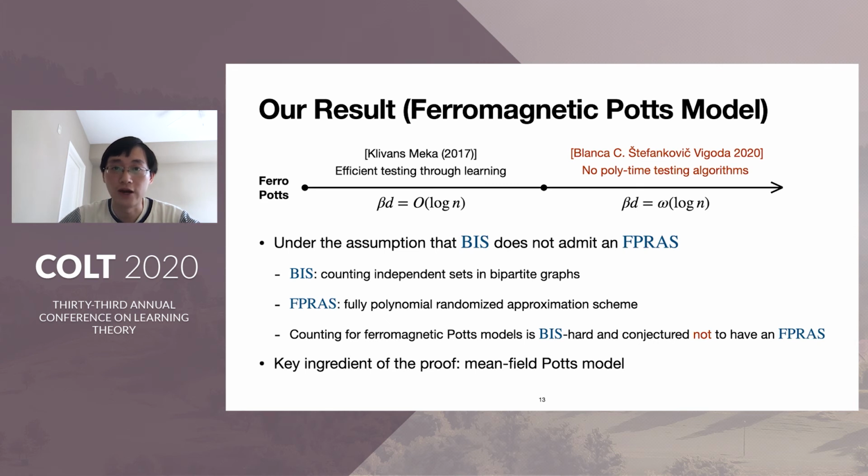And for the ferromagnetic Potts model, we show similar behavior just like the mixed RBN. So when beta D is on the order of log n, you have efficient testing algorithms through learning algorithms. But as soon as beta D is little omega of log n, you actually don't have polynomial time testing. And we do this by reduction from counting ferromagnetic Potts models, which are problems conjectured not to have an FPRAS. And the key ingredient in our reduction is the usage of the mean field Potts model.